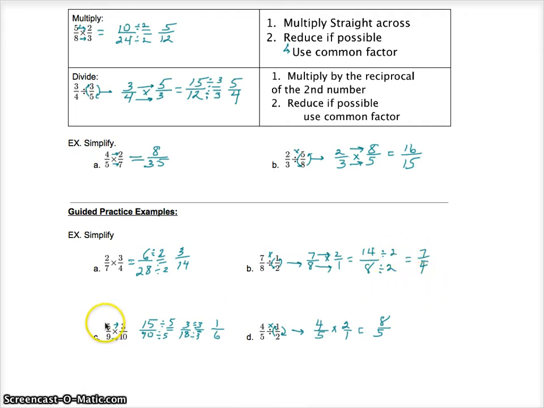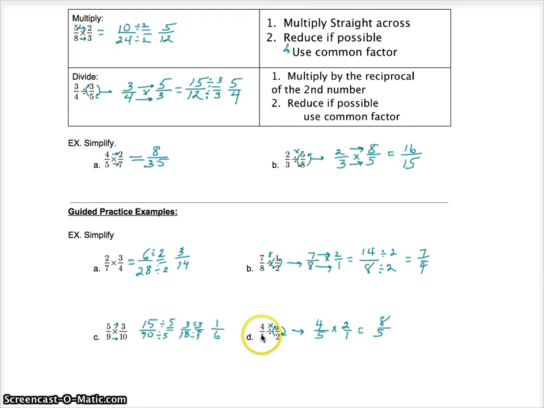Part C, we need to multiply straight across, and we get 15/90. 15 and 90 are both divisible by 5, so we end up with 3/18. 3 and 18 are divisible by 3, so that gives us 1/6.